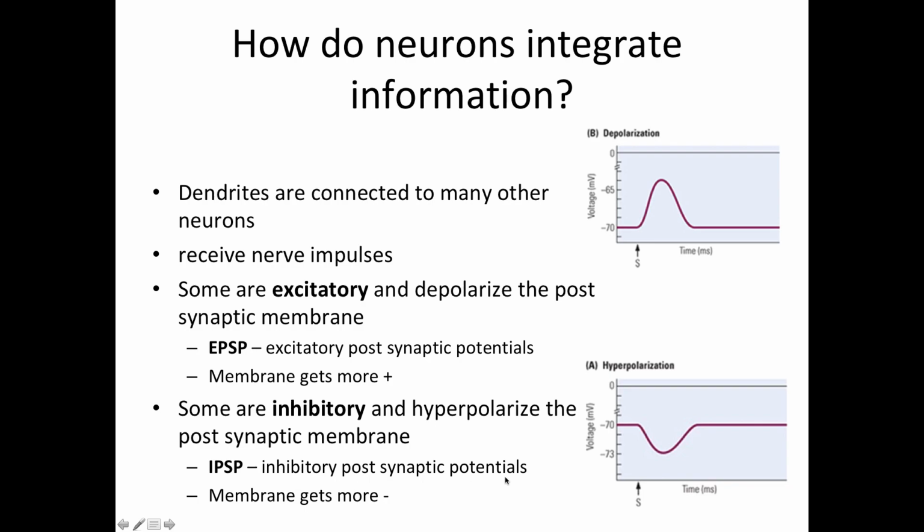So here the membrane gets more negative. It goes further away from the threshold to get an action potential. So it will be less likely that the cell will fire an action potential if you have many of these.